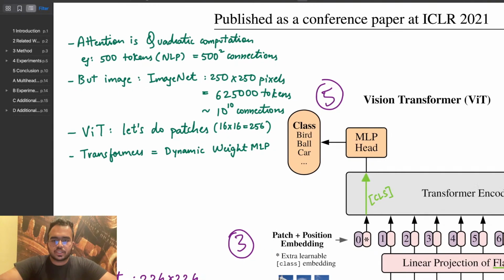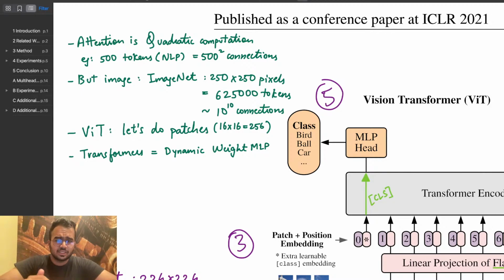Attention is a quadratic computation. So if you have 500 tokens in NLP, which is usually the case, you will have 500 squared connections, and this will be computed every single time you compute your attention module. But in images, that's not the case. Sentences or paragraphs inputted in natural language would be 500 tokens long at maximum. It's rarely in four digits.